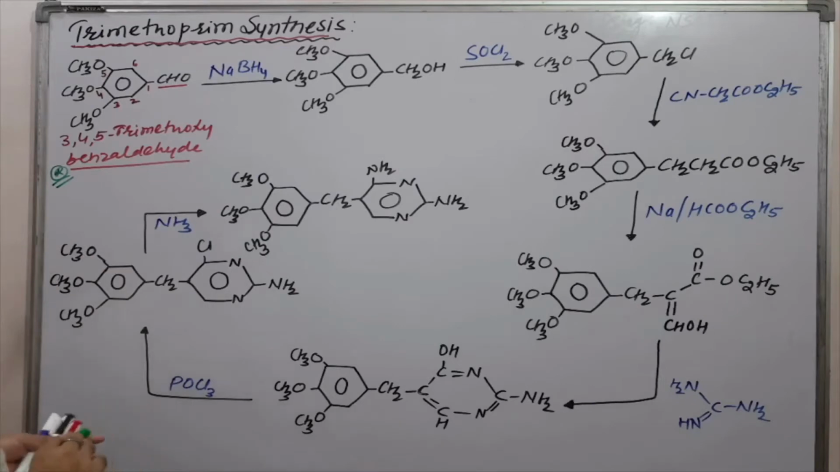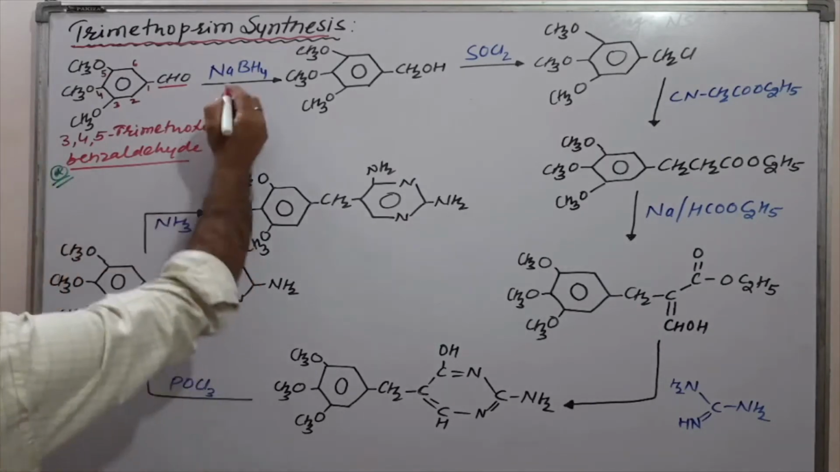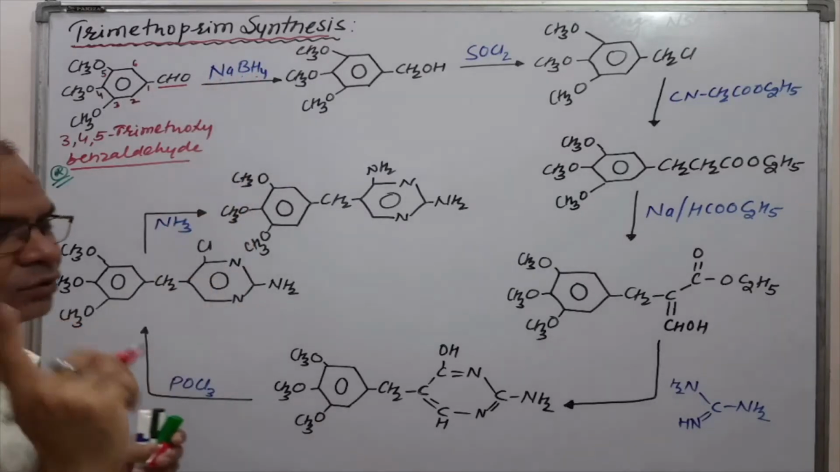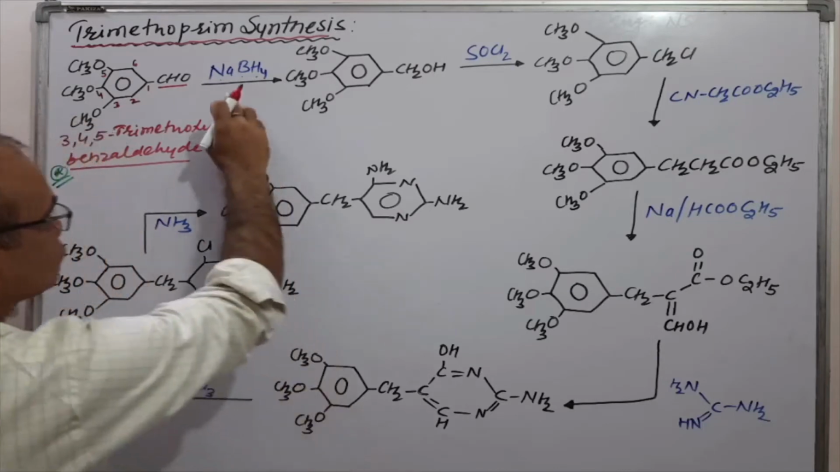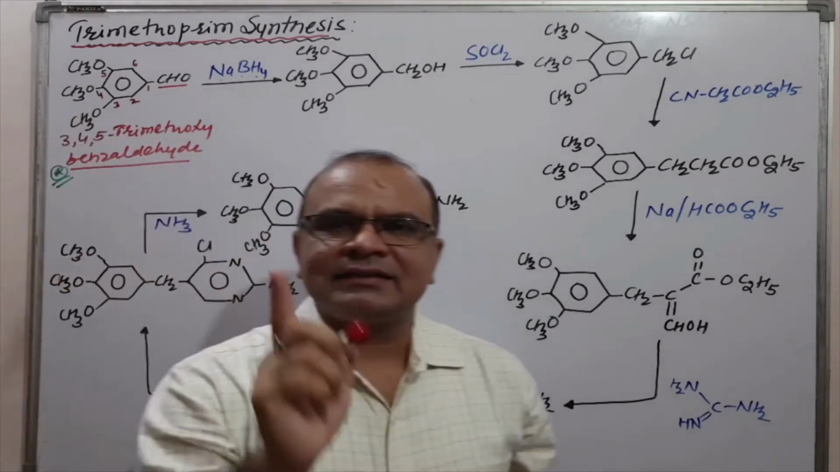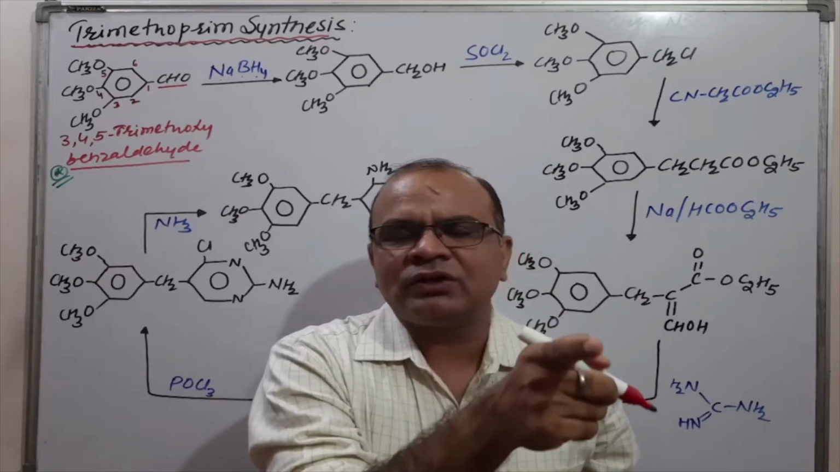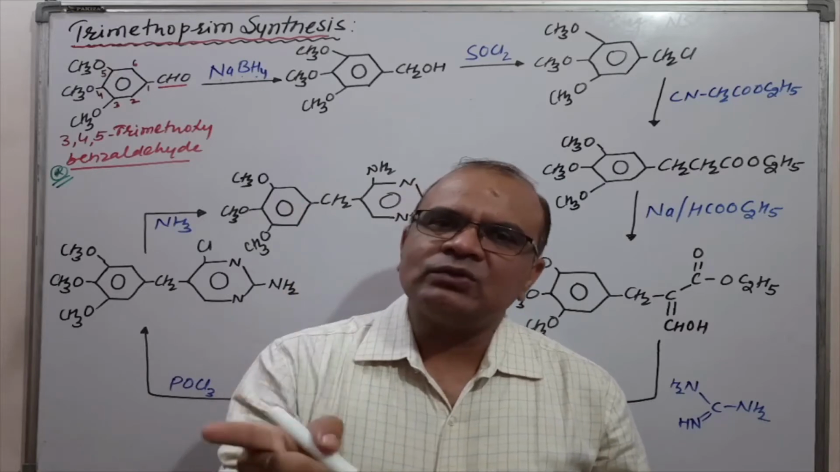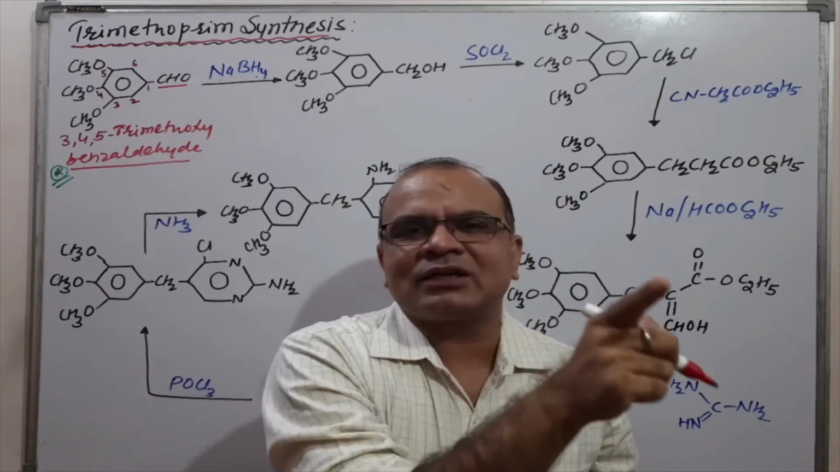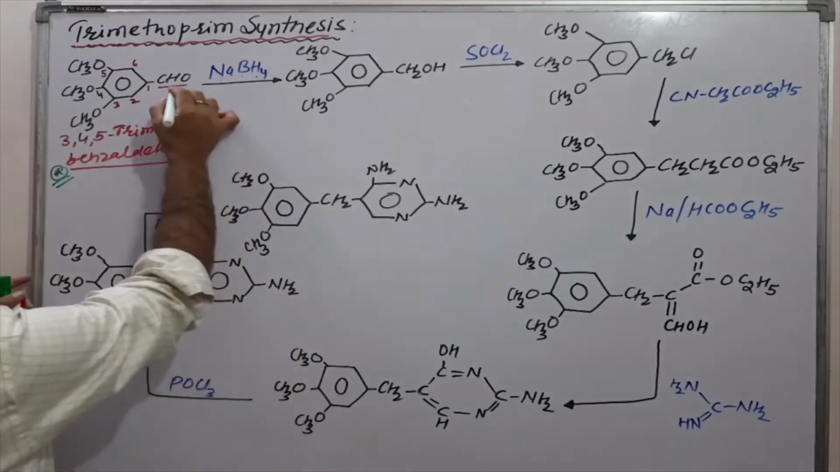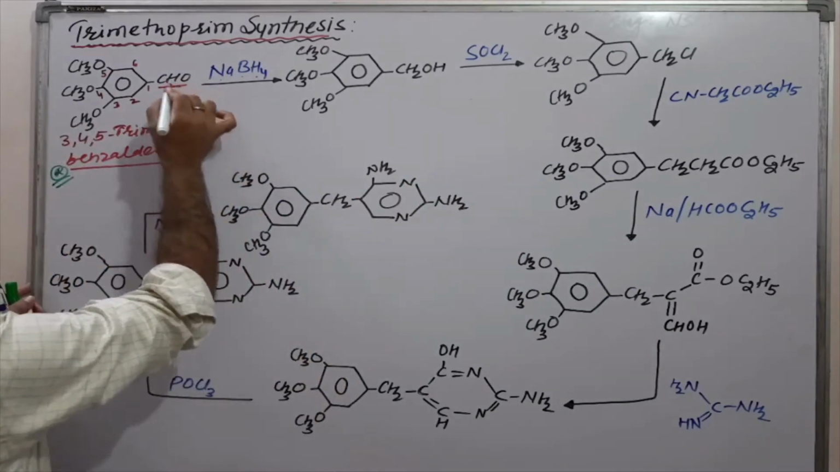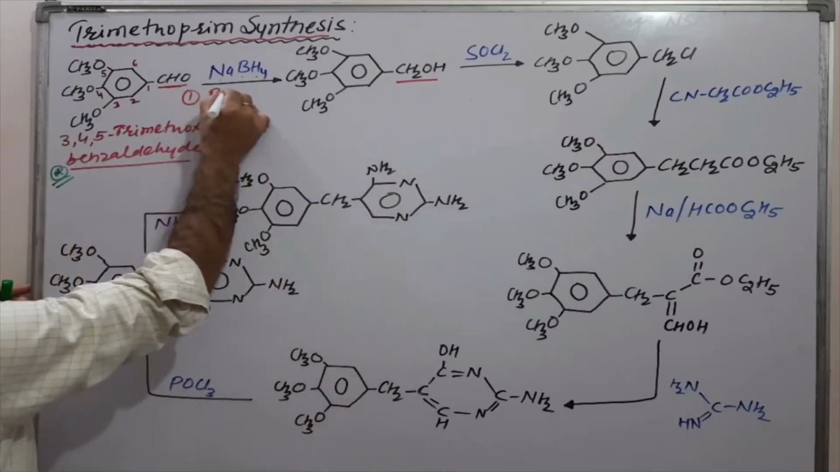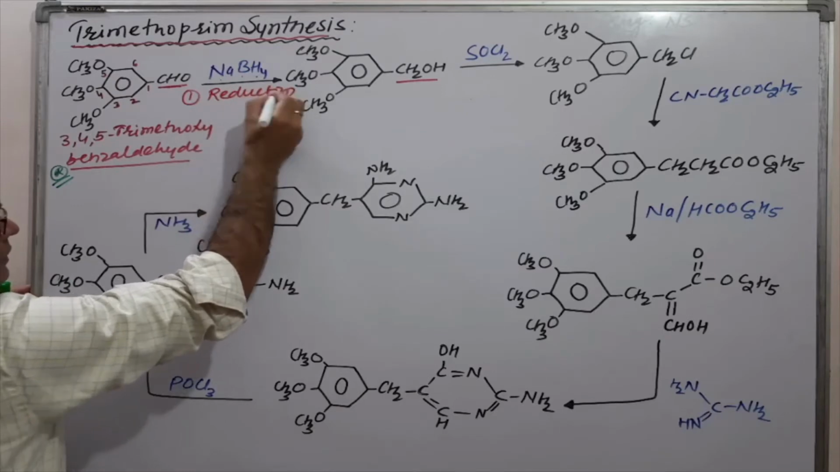Okay, now as you know, this is known as sodium borohydride. Sodium borohydride is a reducing agent. Note, sodium borohydride reduces the aldehyde to the respective alcohol. See, this is the aldehyde, and when we reduce it, it will be the respective alcohol, meaning this reaction is known as reduction. Okay, this reaction is reduction.